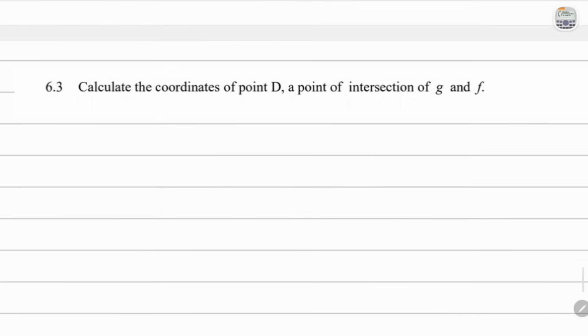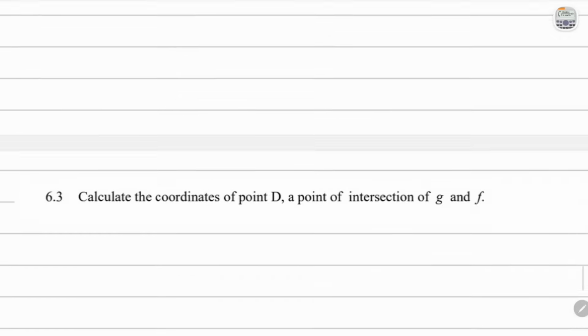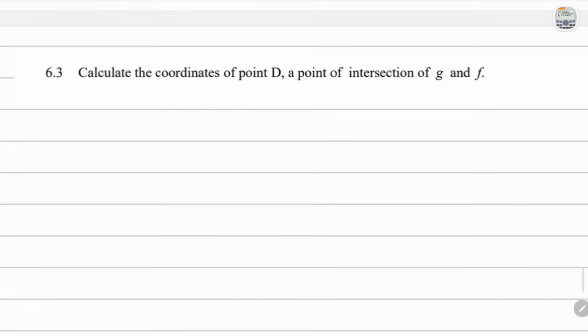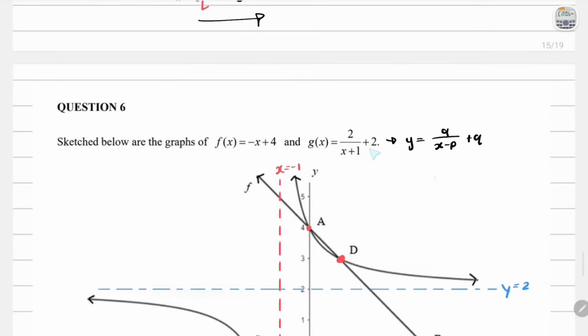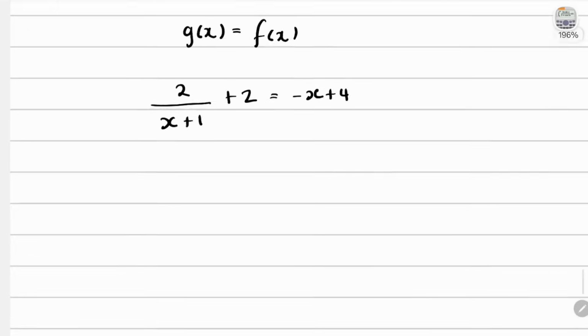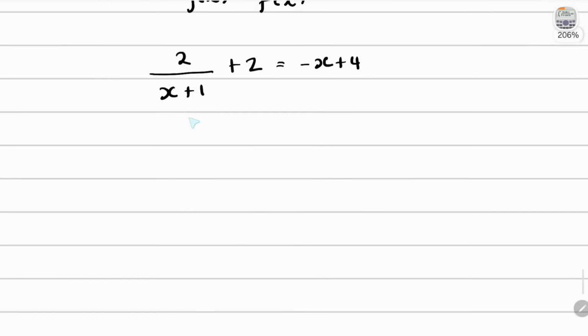So let's go ahead and just tell them that the graphs that we're working with, okay, it's G and F. So we'll tell them that G of x is simply equal to f of x. And this is G of x. That is 2 over x plus 1 plus 2 and then -x plus 4. Okay, so let's go ahead and simplify. We can just go ahead and leave this alone so that we can get to a point of cross multiplying.